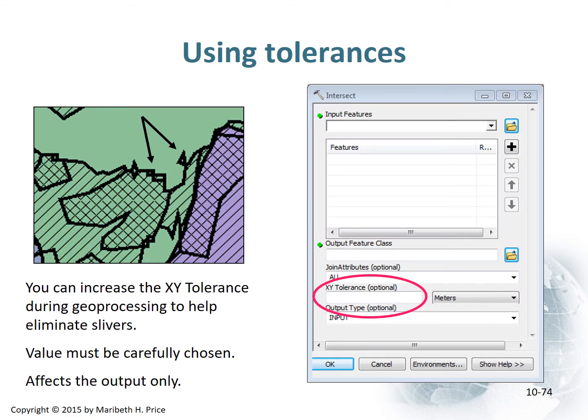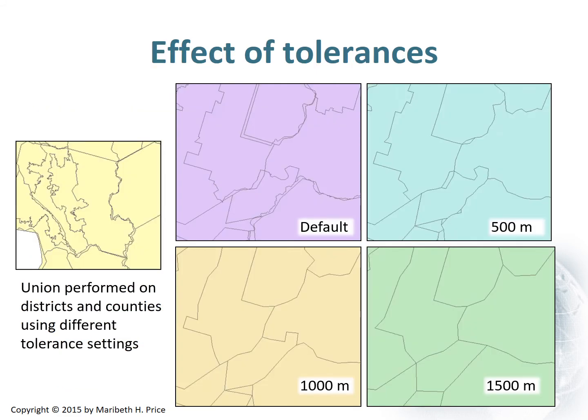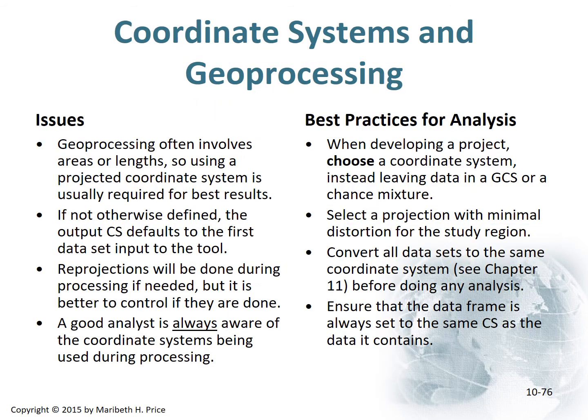You can use tolerances to reduce slivers and other things. This is what happens. I showed you the effects of changing your tolerances. You can see what the default is and what happens when you set it to 500, 1,000, or 1,500 meters, and how it changes the shape of the polygon.